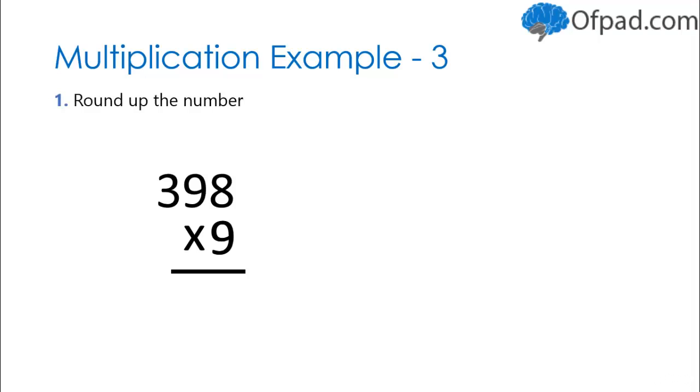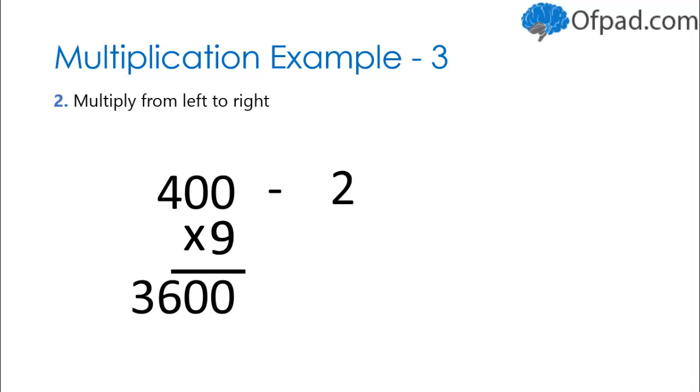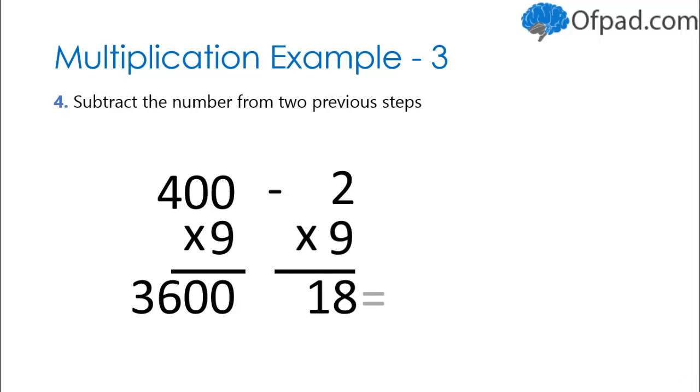Round up the number. So we round up 398 to 400. We've rounded up by 2. Multiply from left to right. Multiply 400 by 9 and you have 3600. Multiply the amount you rounded up. 2 into 9 gives 18. Subtract the numbers from the previous two steps. 3600 minus 18. And now you have the final answer 3582. If you have trouble with subtraction, remember that the last digits add up to 10 and the other two digits add up to 9.